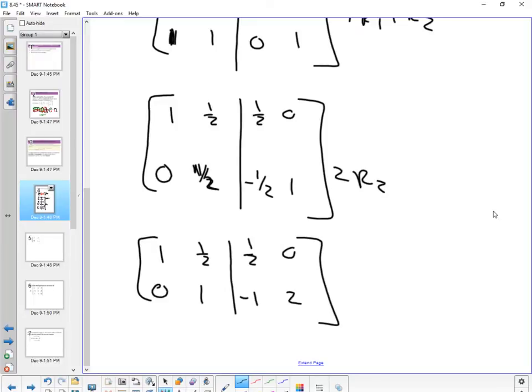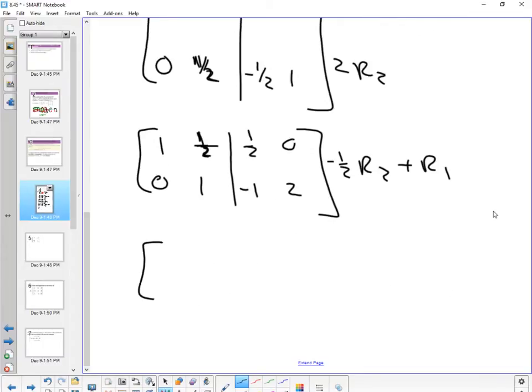And now I want the other 1/2, this 1/2, to become a 0. So I'm going to take row 2, multiply it by -1/2, and then add those values to row 1. Okay? This one is okay, nothing's going to happen here now. So let's do the top one.